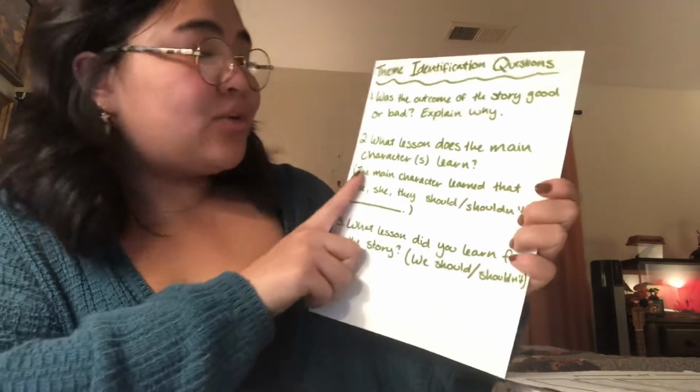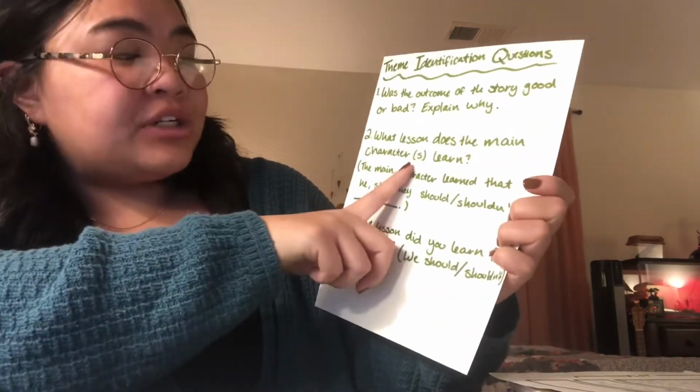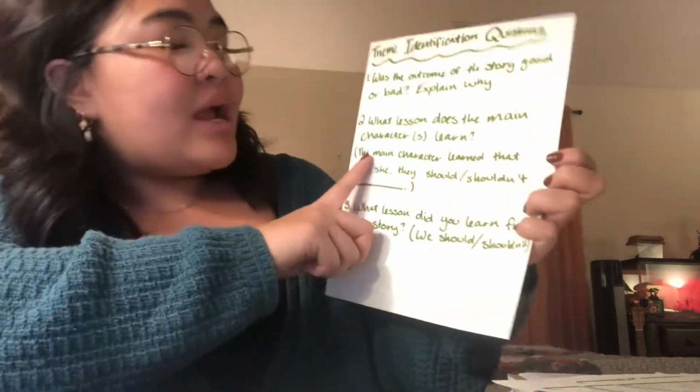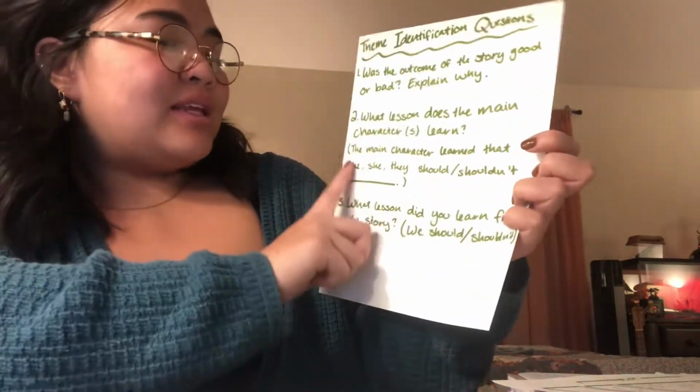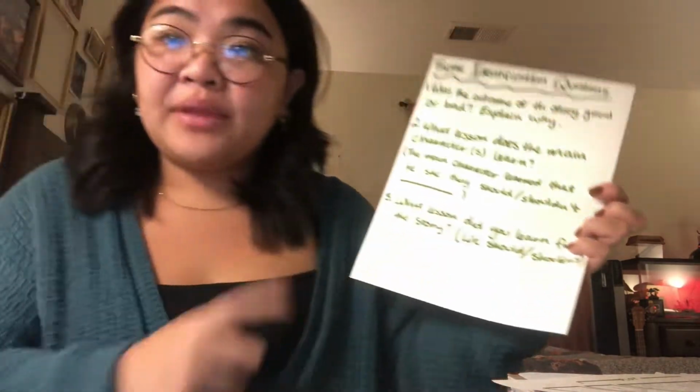Now looking at the next question, what lesson does the main character or characters learn? And for this, we'll be using the sentence structure. The main character learned that he, she, or they should or shouldn't blank. So the sentence that I came up with was, the main character learned that they shouldn't judge someone or something they don't know and should welcome in others.